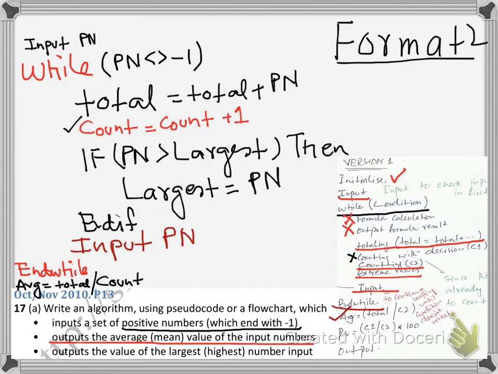So what do we output then? Output average and largest. Alright, this is simple because most of it you have already learned in format 1. So this is very simple.